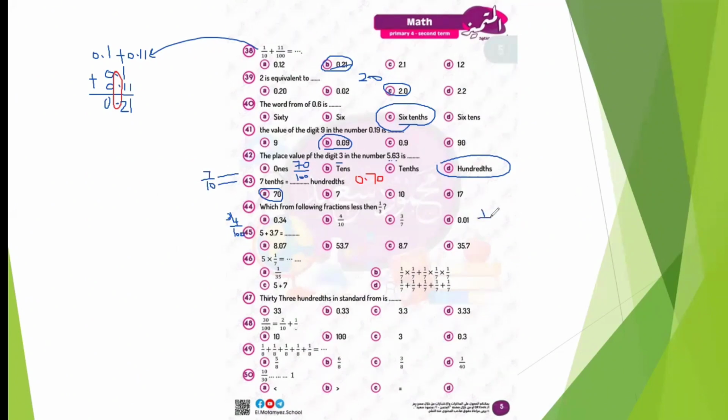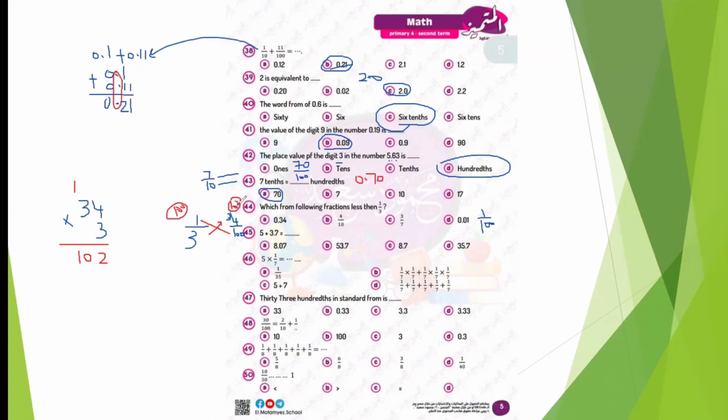0.01 means 1 out of 100. We have to compare all of these numbers with 1/3. Let's compare 34 out of 100 with 1/3. 1 times 100 equals 100. I'll put it in a circle. 3 times 34, let's multiply. 3 times 4 equals 12. 2 and carry 1. 3 times 3 equals 9 plus 1 equals 10. So this value is 102.